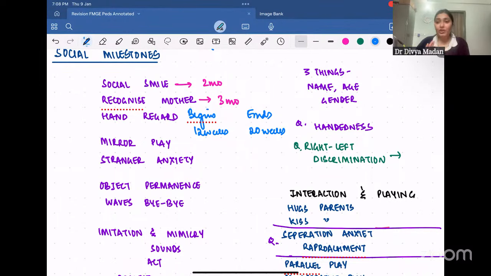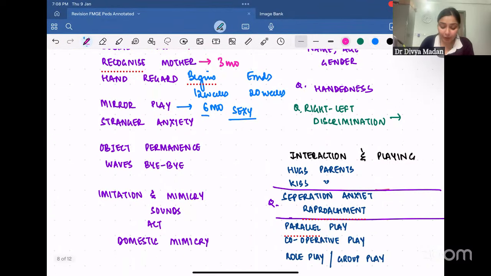So by now the child has recognized the mother and himself. Now comes the 6 months where the child will do mirror play. Right? 6 months the child will do mirror play. In the mirror, the child will look at himself and find himself really, really sexy. So S for 6 months, X for sexy. I remember it that way. You can also remember it that way. We can make studying fun also.